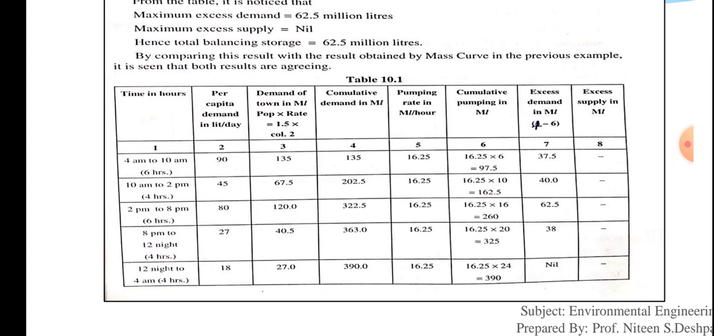Then 2 to 8, which means there are again 6 hours we need to add. 10 plus 6, 16 hours. 16.25 into 16, which is equal to 260. Then again we have to add 4 hours between 8 pm to 12 night, which means 20 hours.